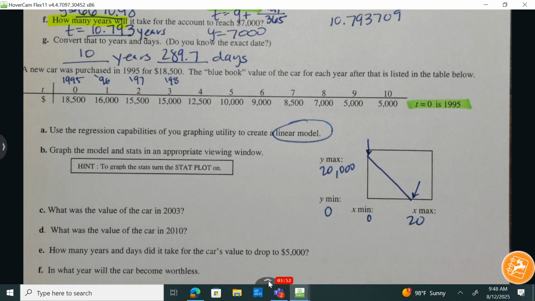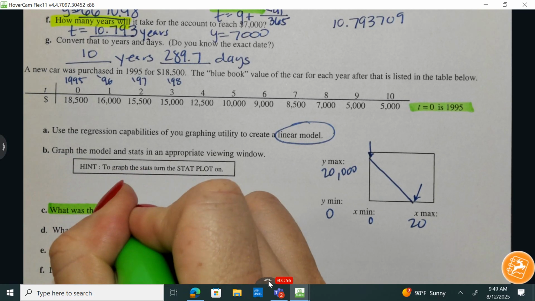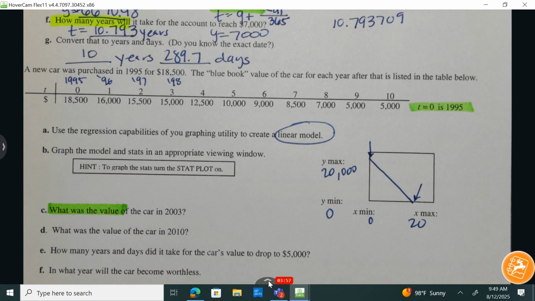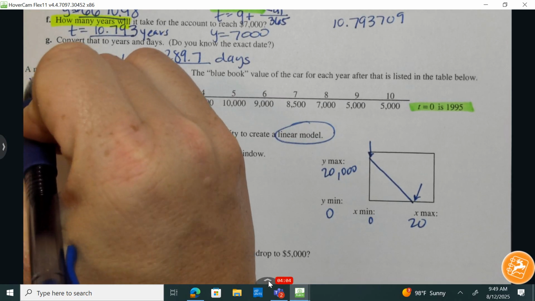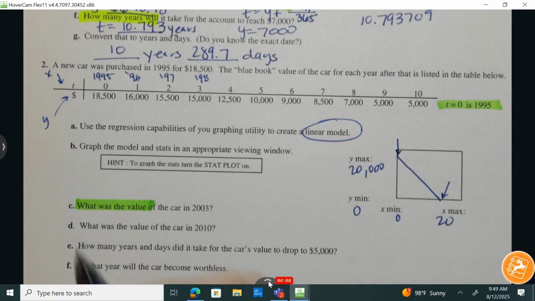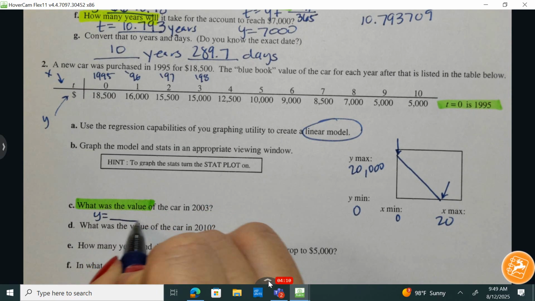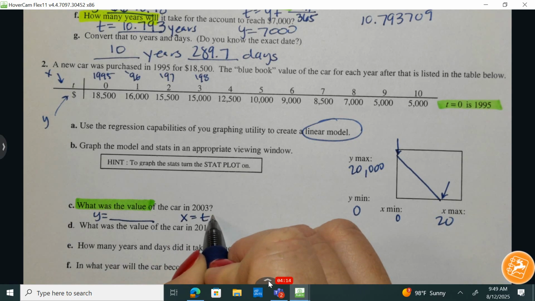You're going to grab that highlighter. Please highlight it where it says what value. So that's saying how much money, what value. Value is, look at this. This is your y, and this is like your x. So value is the y value. We want to know what is y equal to when x or t is 2003.